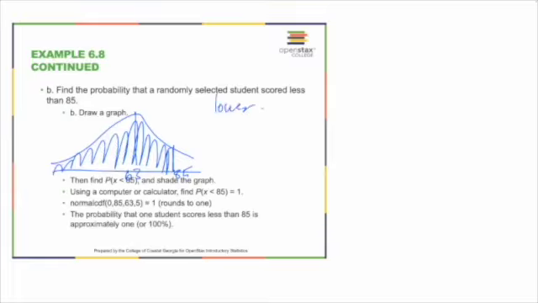The lowest value that a student can score is 0. Test scores cannot go negative. If we could go negative, we would use that -1E99. But the lower bound is 0 since the test scores cannot go negative. Our upper bound, our shading stops at 85. Our mean is 63 and the standard deviation is 5. That was given to us in the problem.